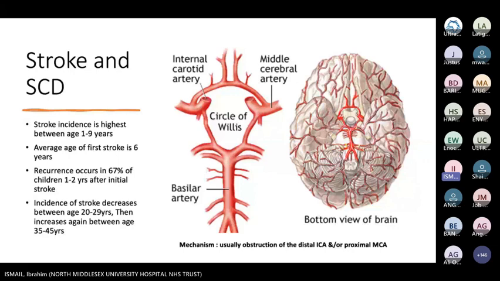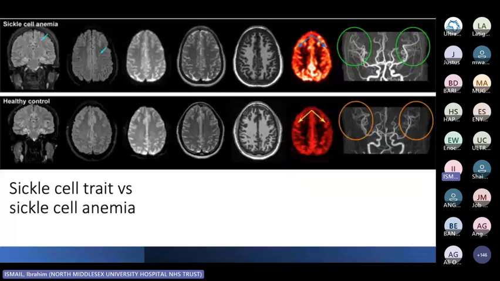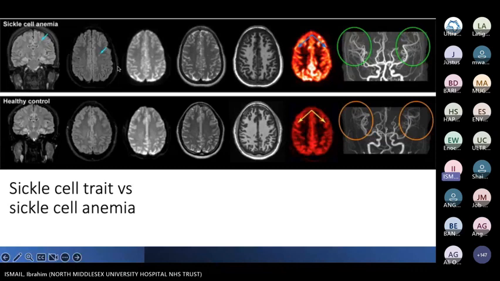So this is obviously not within my remit, but I just thought it's interesting to show an MRI image of a patient who has the sickle cell trait, which is labeled here as a healthy control patient, and somebody who has sickle cell anemia. As you can see here, there's an infarctive event as you go over here compared with the control.